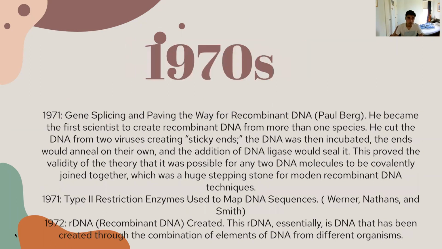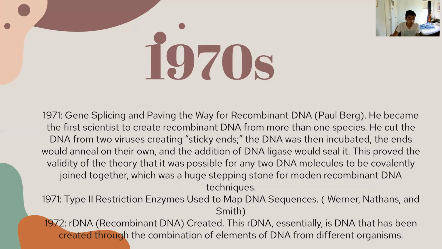In 1971, gene splicing paved the way for recombinant DNA because of a researcher named Paul Berg. He became the first scientist to create recombinant DNA from more than one species. He cut the DNA from two viruses, creating sticky ends. Then the ends would anneal on their own after incubation, and the addition of DNA ligase would seal it. This proved that it was possible for any two DNA molecules to be joined together, which is a huge stepping stone for modern recombinant DNA.